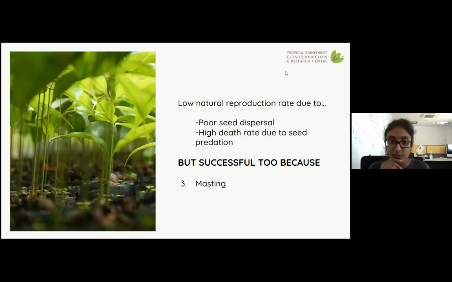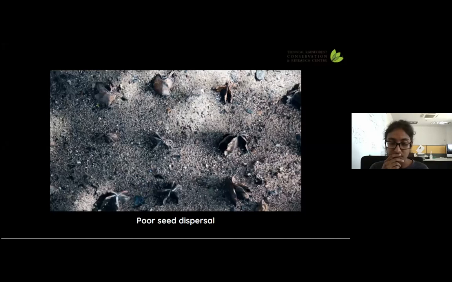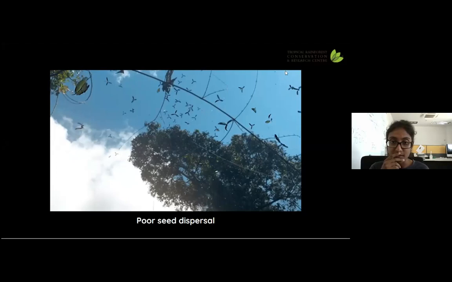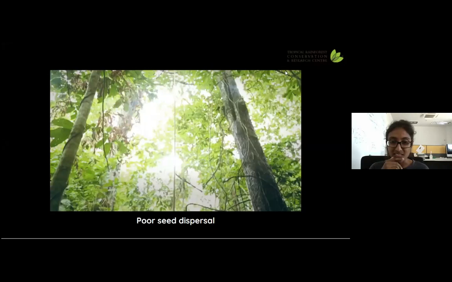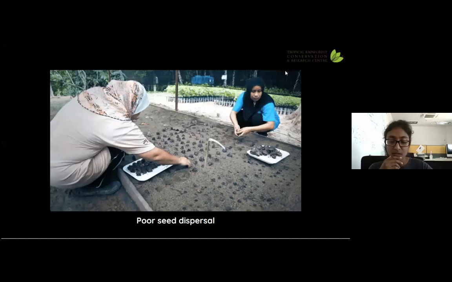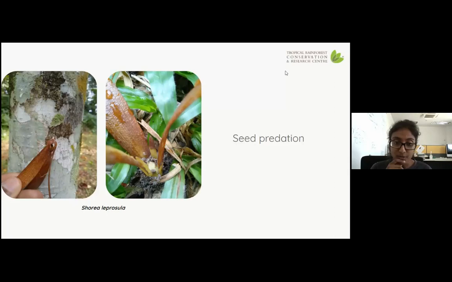So poor seed dispersal, as you can see in this video, when they fall from the mother tree, even though they have wings, they don't get carried away by the wind too far away from the mother tree. And this is Shorea leprosula. Once it lands on the forest floor, ants quickly build a nest around the fruit and they start to eat up the seeds.